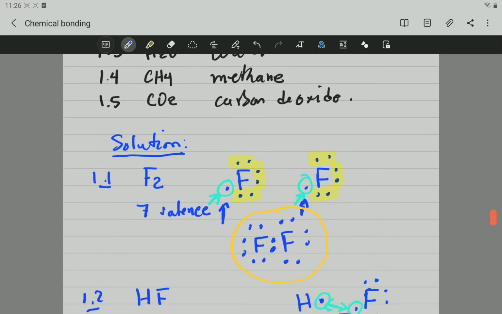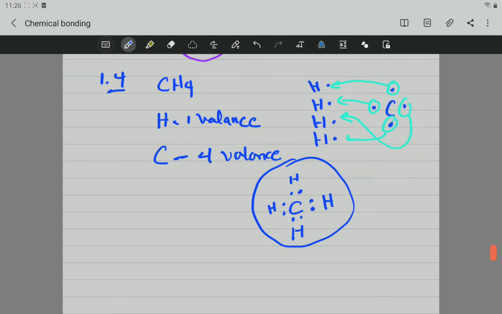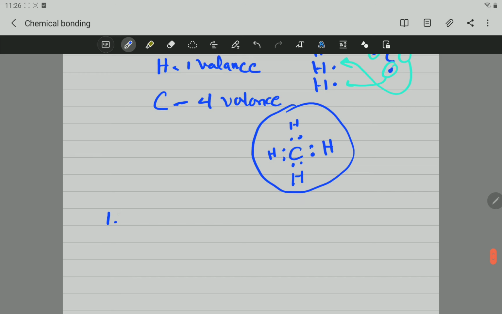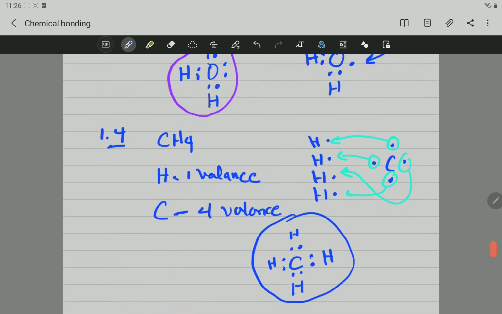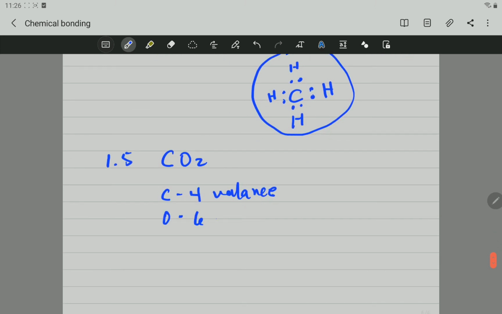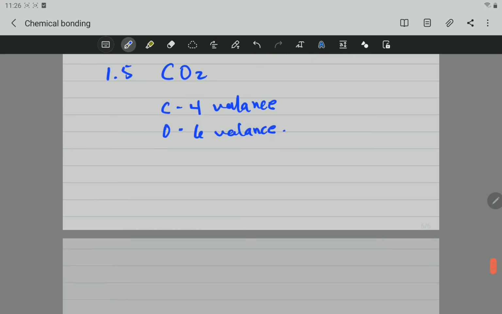Let's go to the other example. Question 1.5 is carbon dioxide, CO2. So we have now carbon with 4 valence electrons, and oxygen with, we said, 6. Be careful with those numbers, 6 valence electrons.